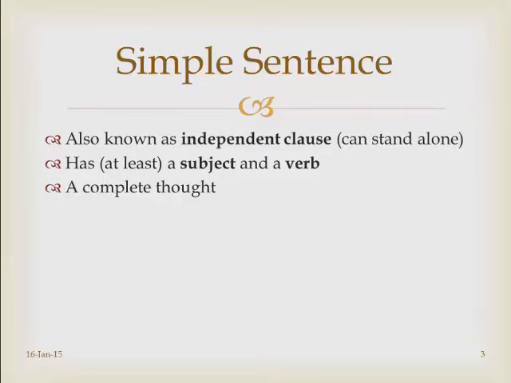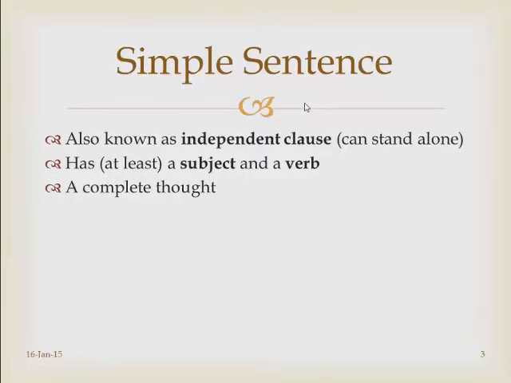A simple sentence is also known as an independent clause. It's independent because it can stand on its own, stand alone by itself, and it makes perfect sense. So it has at least a subject and a verb. Well, I'm sure you guys remember what a subject and a verb is, right? Well, a subject is what? Yeah, the thing or the person doing the action, and the verb is actually the action. So an independent clause has at least one subject and one verb for it to be called a clause.